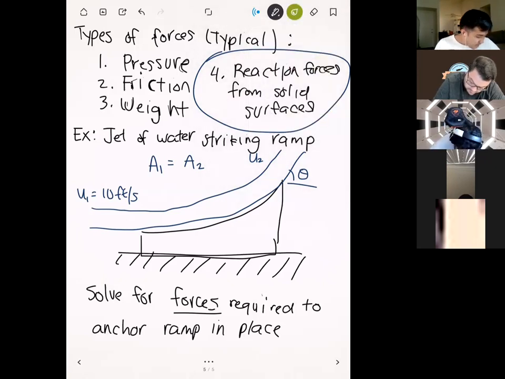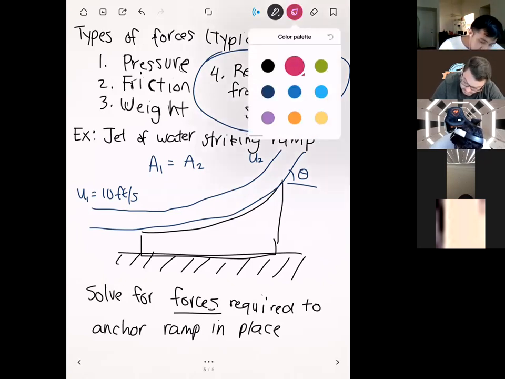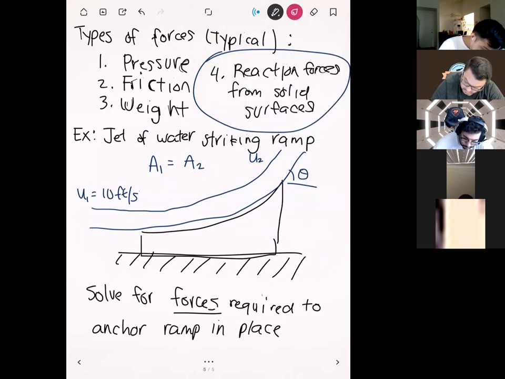Okay. And so before we start, because this is a control volume problem, we need to draw our control volume. So let me go ahead and do that. So here it's fairly straightforward. We're just going to draw a control volume around the ramp.